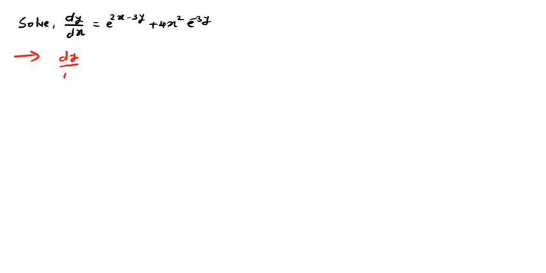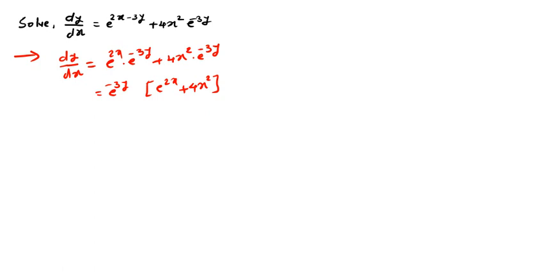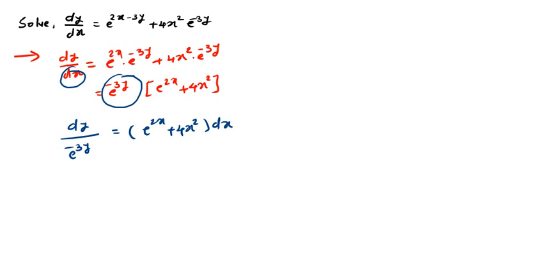Now in this example, we need to again convert this to variable separable form, so I will rewrite this as dy by dx is equal to e raised to 2x into e raised to minus 3y plus 4x square into e raised to minus 3y. So this is equal to e raised to minus 3y into e raised to 2x plus 4x square. Okay, so what we will do, we will convert it to the variable separable form. So take this y terms to the left side, see what will happen. This will be dy upon e raised to minus 3y, and take this dx to the right side. So this will be e raised to 2x plus 4x square dx. Okay, now this is in variable separable form.